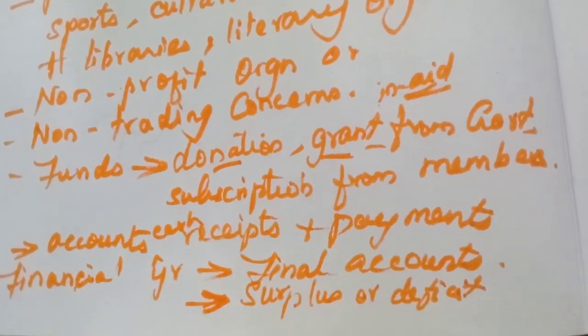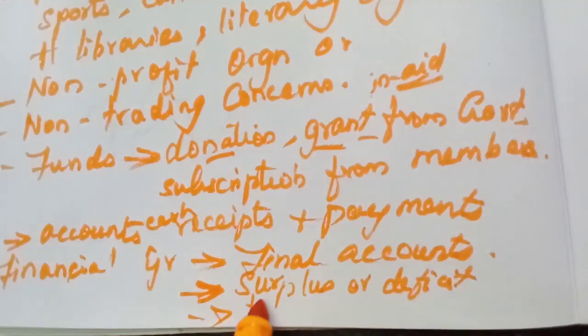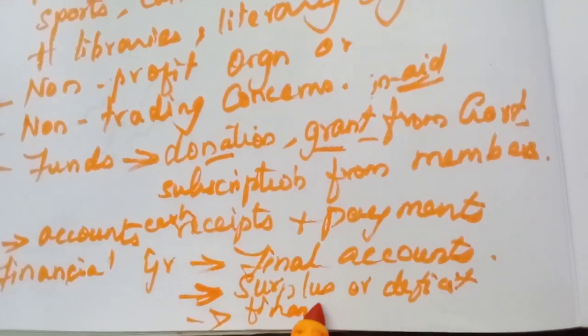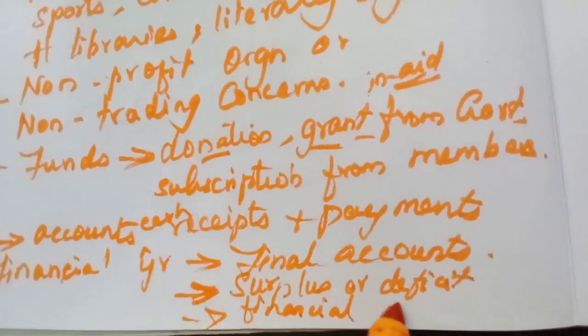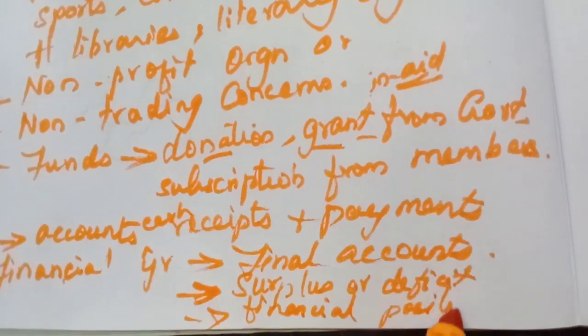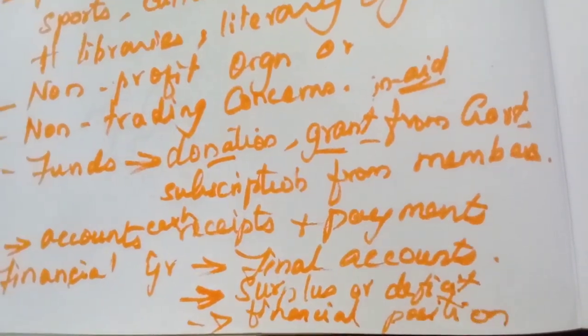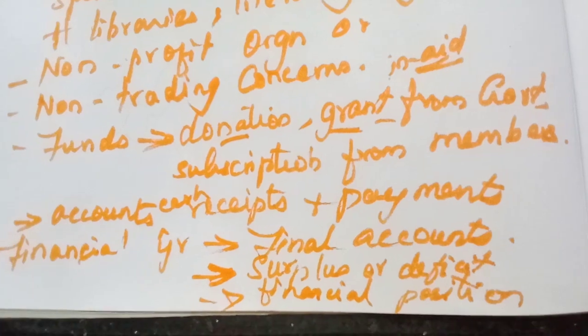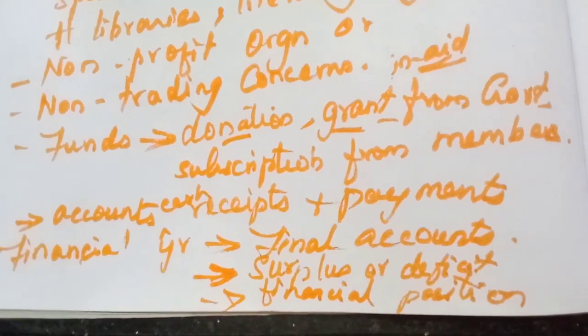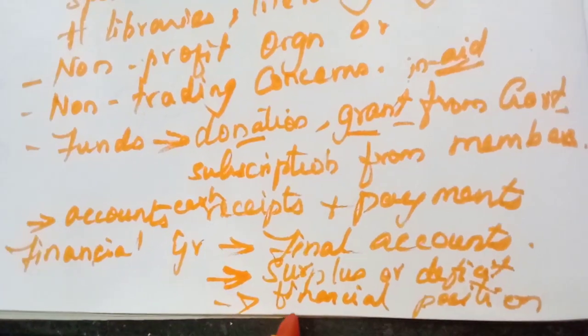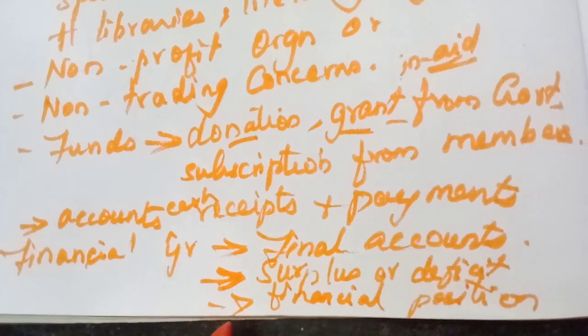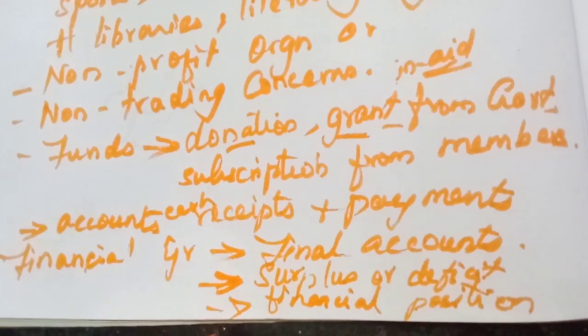And at last, the financial position. How much land they have, how many buildings they have. They will also have office furniture or any office equipment if they have got. All these they will value and they will calculate the financial position of the not-for-profit organization.